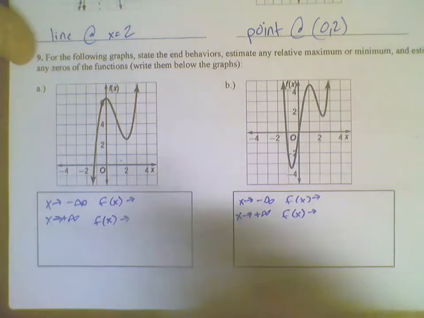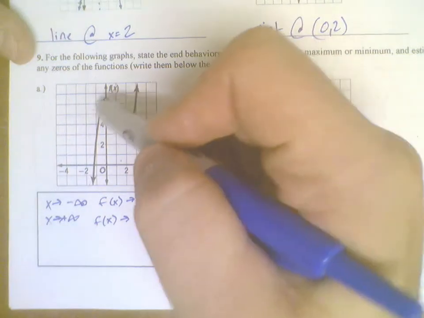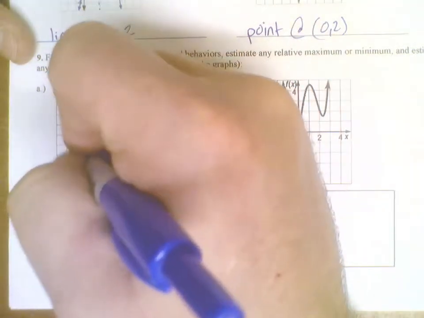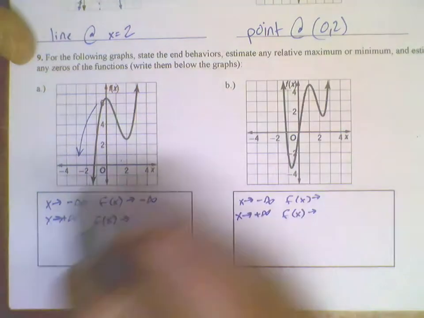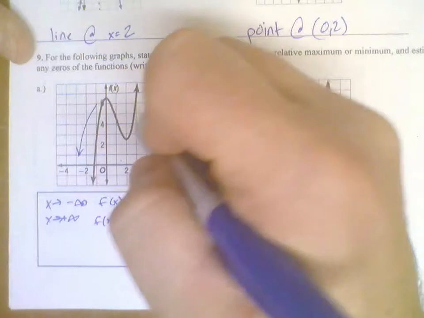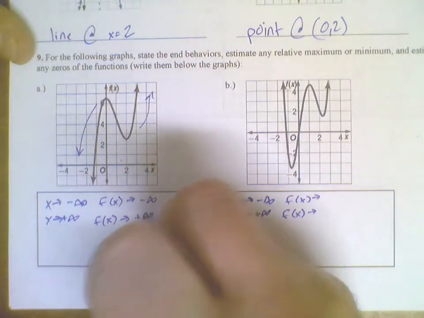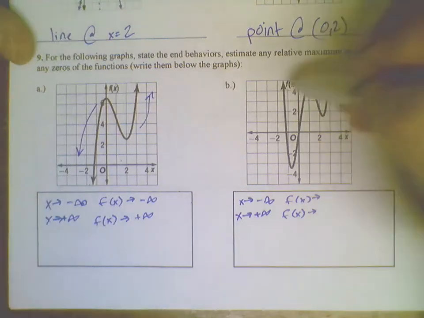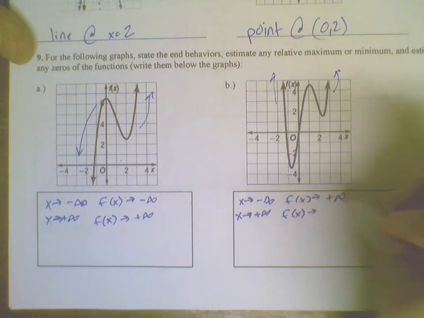So then we just ask ourselves, as we go to the left, what's my function doing? So I'm looking at my function, following it to the left, going down. Okay, it's going down towards negative infinity. So as I go to the right, what's my function doing? So I'm going to the right here, I'm going up towards positive infinity. That's my end behavior. We look on these, they're both going up. Okay, so this is both positive infinity for this one.